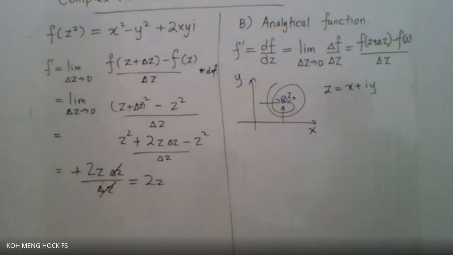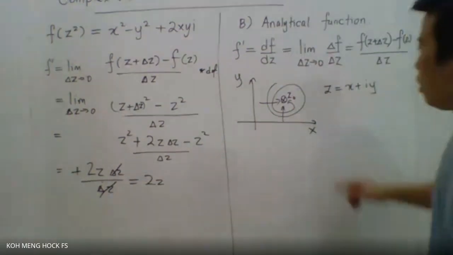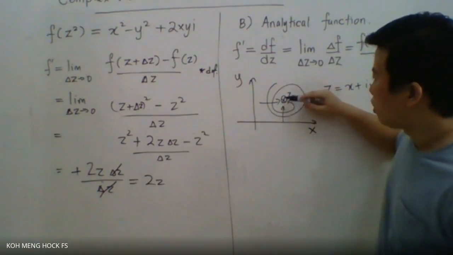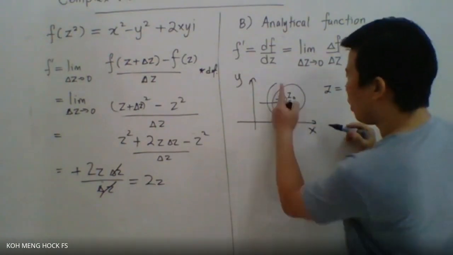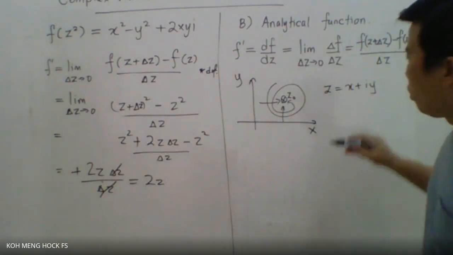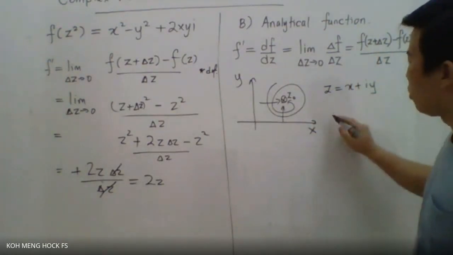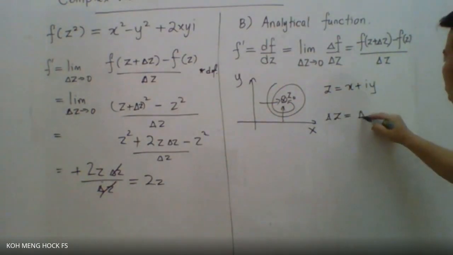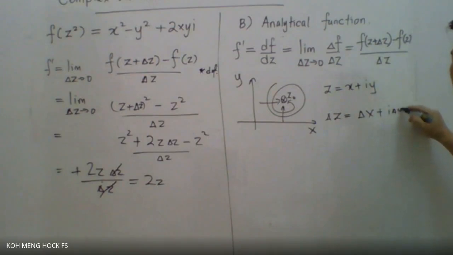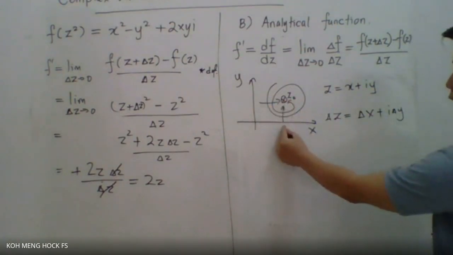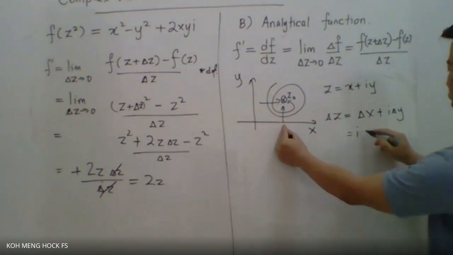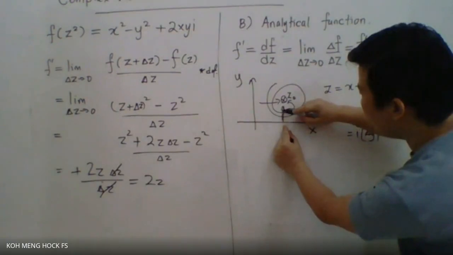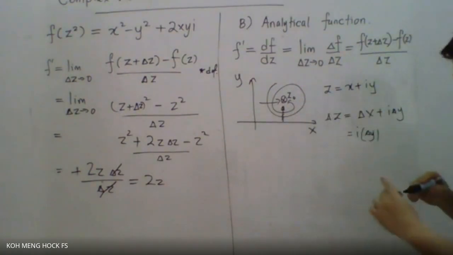So delta z over here is to show how you want to reach this point. You can reach this point by going through this path, that is, you go upwards. If you follow this path, this is going to be delta z. So delta z is going to equal delta x plus i delta y. But in this case, my delta x is going to be 0, so this is going to be i delta y only. I'm going to increase, increase, and then I reach the point that I want.